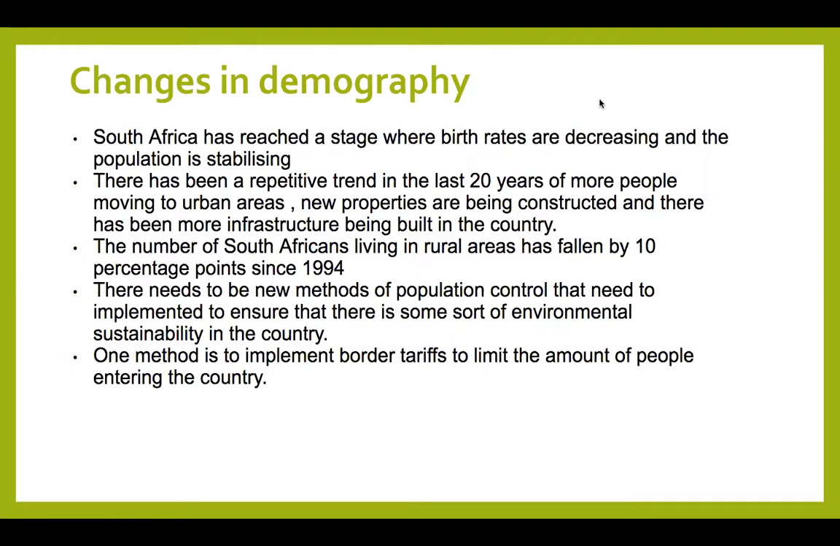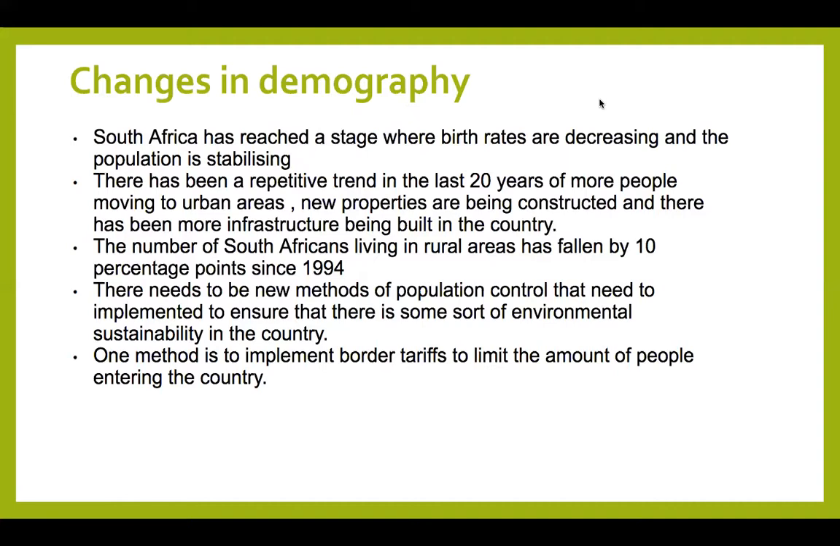Okay, so it is good to note that South Africa has now reached a stage where the birth rates are decreasing and the population is now stabilizing. However, we have also observed a repetitive trend in the last 20 years of more people moving to urban areas from rural areas. As a result, new properties are being constructed and more infrastructure is being built in the economy in order to meet the demand of people moving.